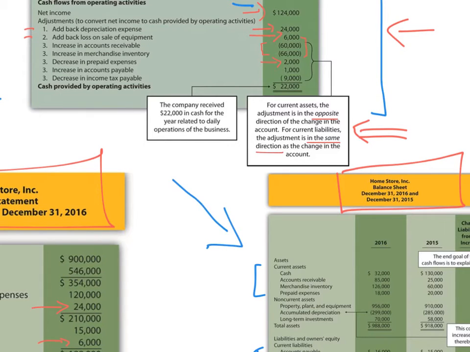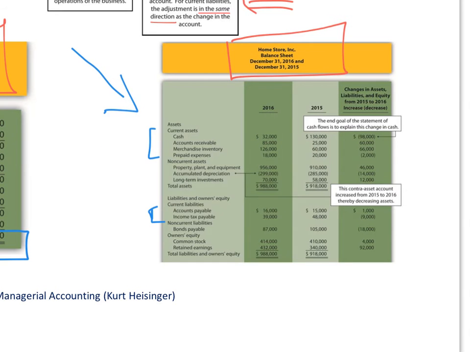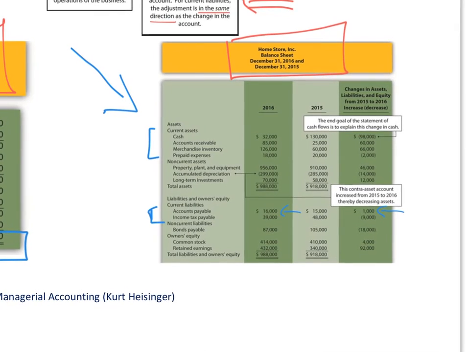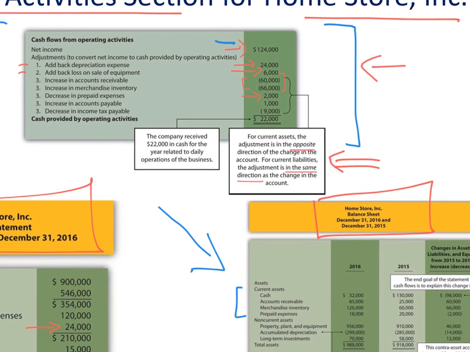So if we have an increase in accounts payable, which we see in the balance sheet down below, so let me go back down to that. If we have an increase in accounts payable, and that's what we see right here, an increase. It went from 15,000 to 16,000, so an increase of 1,000. Then we're going to show that up above as the adjustment up above will be the same. It will be an increase, and it was $1,000.